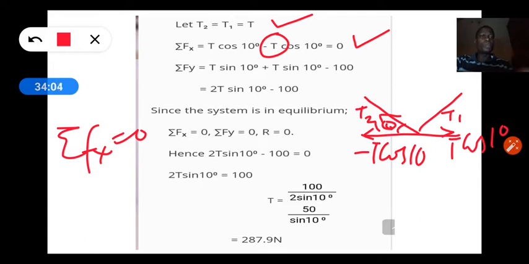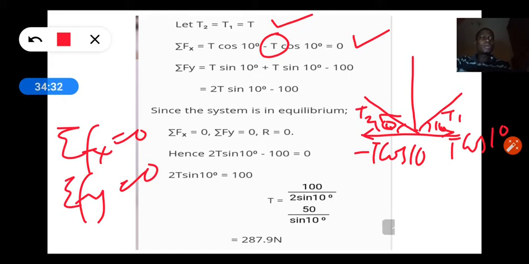Then summation f of y is also expected to be equal to 0. That means all the forces along the y-axis will also be equal to 0. Now let's resolve the other one. This one too is also 10 degrees there. We want to resolve to my vertical now. It will give us the same thing, T sine theta plus T sine 10 degrees, and also T sine 10 degrees. So I will now have those forces on my vertical.